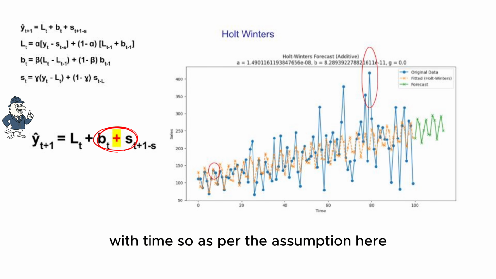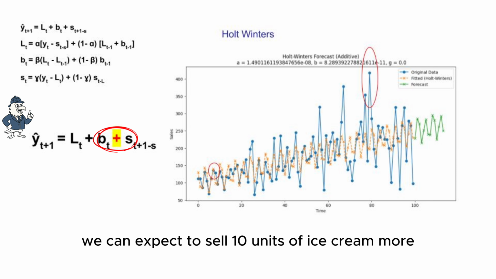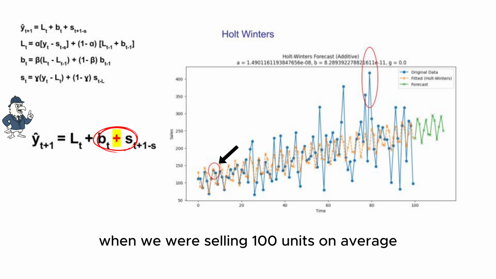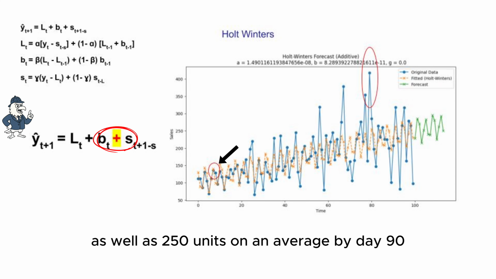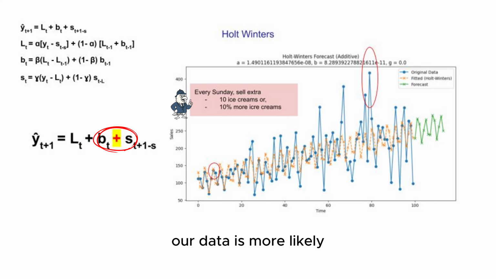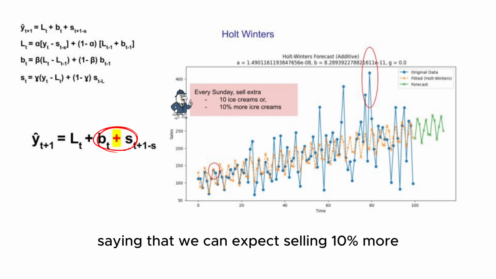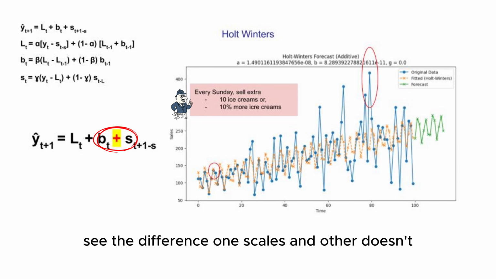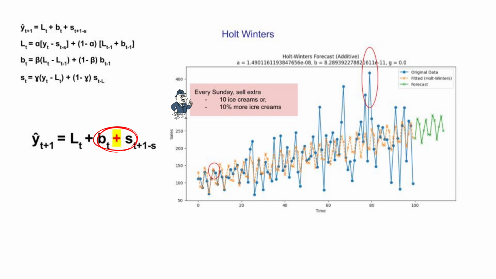So as per the assumption here, every Sunday we can expect to sell 10 units of ice cream more in both the scenarios when we were selling 100 units on average in the initial days, as well as 250 units on an average by day 90. You see how bizarre this sounds. Our data is more likely saying that we can expect selling 10% more and not 10 absolute number of ice creams more on Sunday. See the difference? One scales and other doesn't.